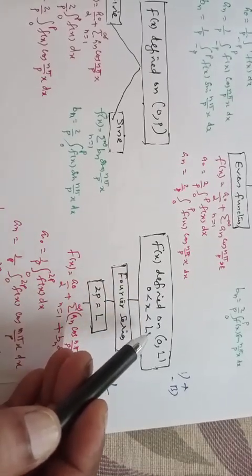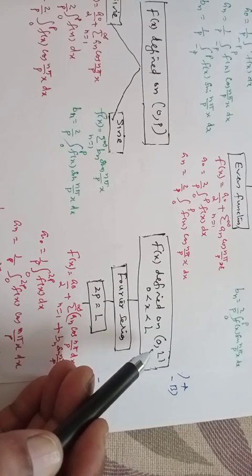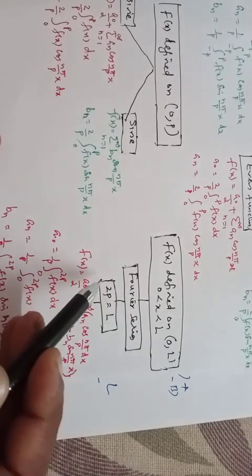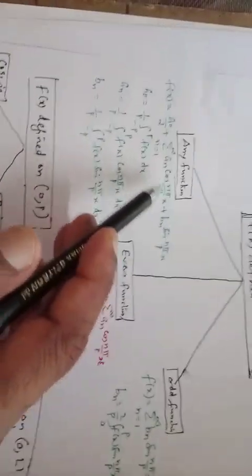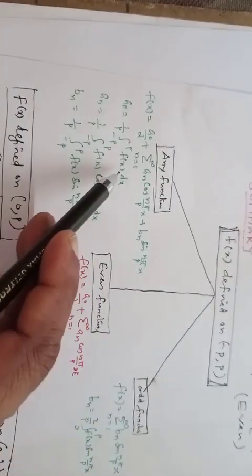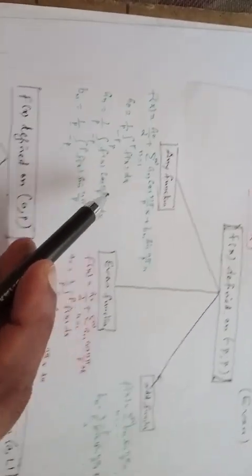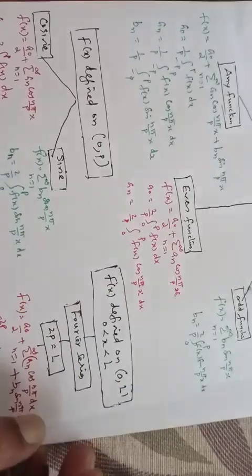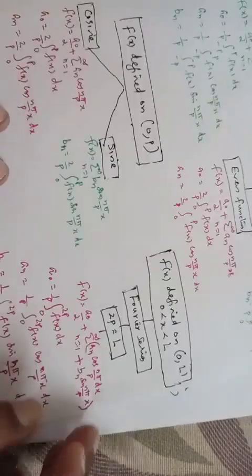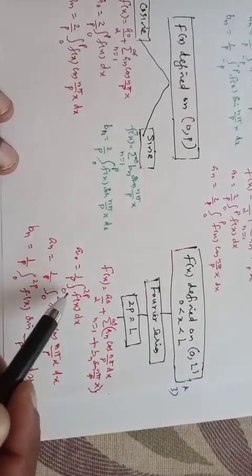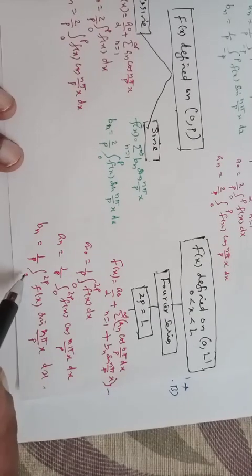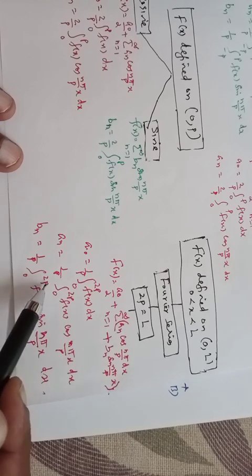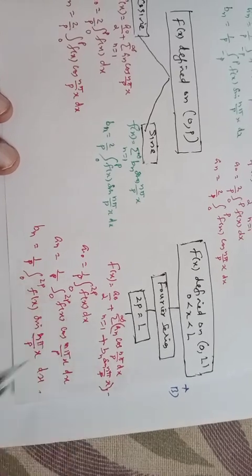We take 2p is equal to L, so p is equal to L by 2, 1 by p is equal to 2 by L, and the formula is this. The formula is the same as the first case, but the coefficients are found differently: 1 by p integral 0 to 2p. You see the limit 0 to 2p. Okay, this completes the Fourier series.